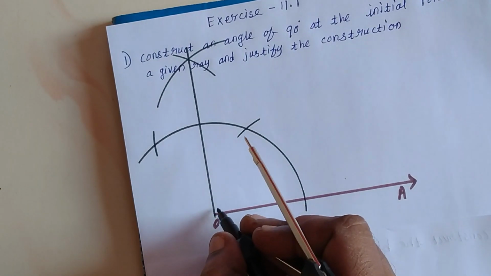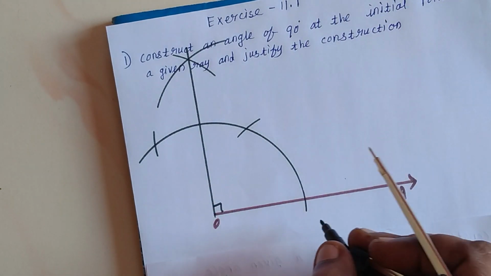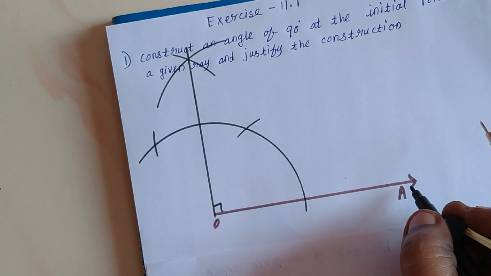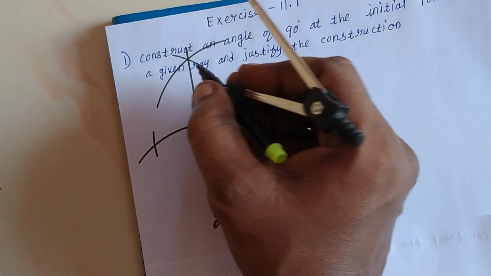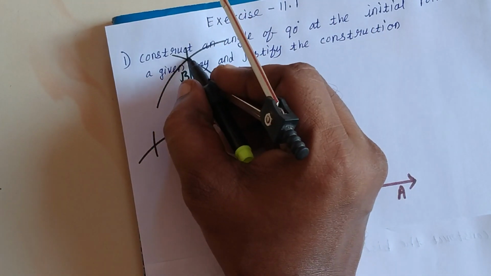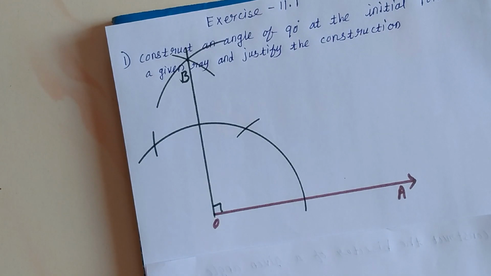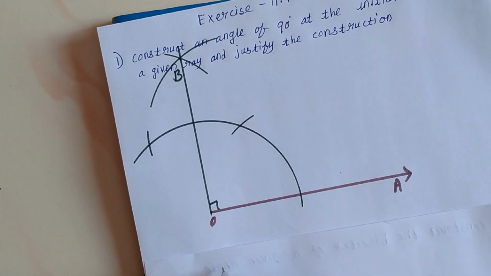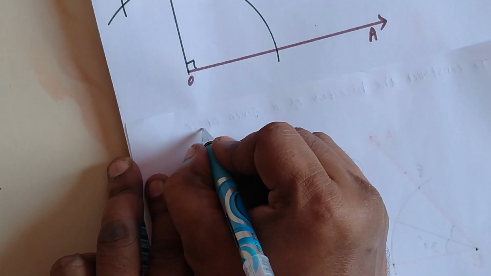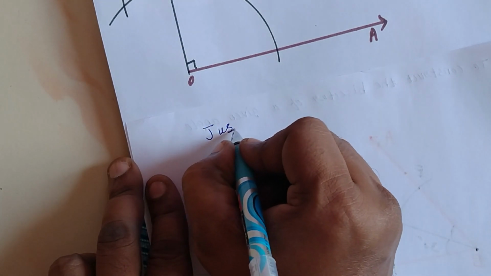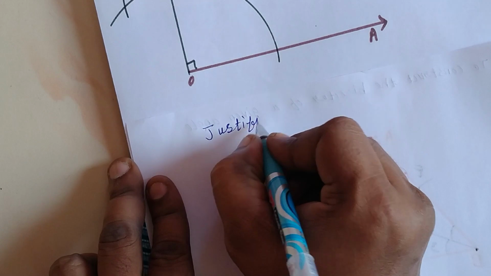So here this will be a 90 degree. So here you can, this is OA. Okay, so you can take this point where it is intersecting as B. So this is 90. Now there is a justification also. So in justification, I am writing justification here. This should be part of your answer.